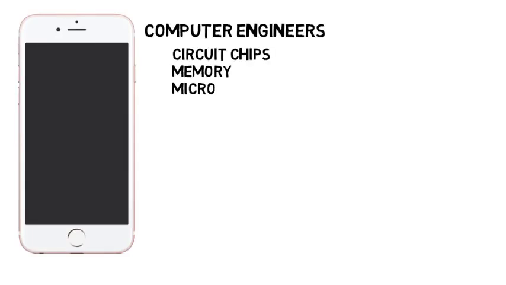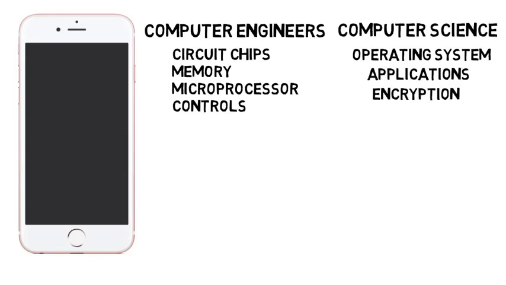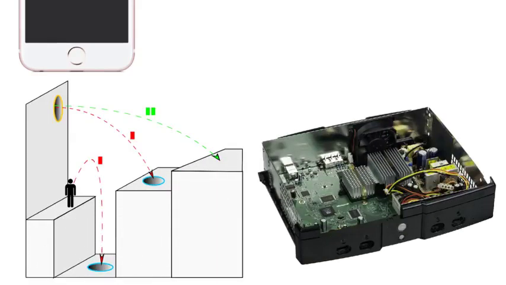If you want a basic real-world example, think of your phone. Lots of engineers have put in work to design that phone. Computer engineers worked on the circuit chips, the memory, the microprocessor, and controls, whereas computer scientists would write the operating system, or iOS for the iPhone users. They write the code for the applications, and come up with the best encryptions to secure our sensitive information. This could apply to video games too, where computer scientists would program the player's movement and all the physics of the game, while computer engineers would make the hardware.